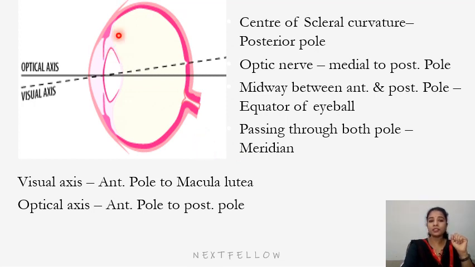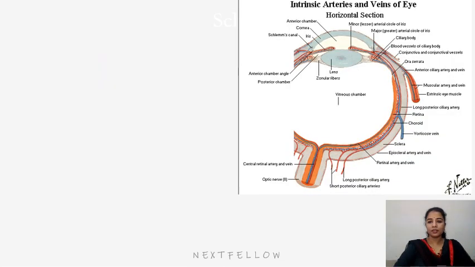And the equator is an imaginary line that divides the eye into anterior half and posterior half. Meridian line is along the optical axis between the anterior and posterior pole, passing through the anterior and posterior. Let's talk about each layer of the eye.